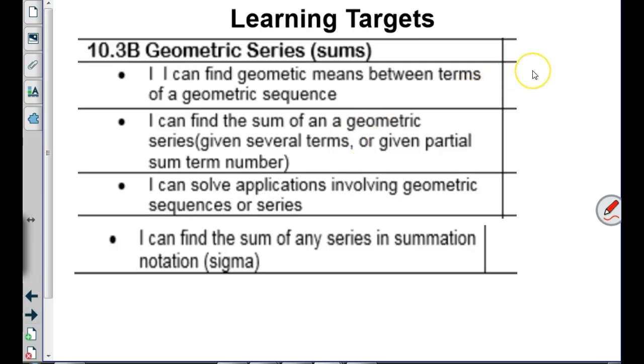On to today's lesson. The learning targets. We're going to talk about geometric. There's an R missing in that word. Geometric means, which means terms that are missing again, but they're being multiplied to find them, not added or subtracted. And then we're going to talk about sum and how to find a sum and applications and summation notation.